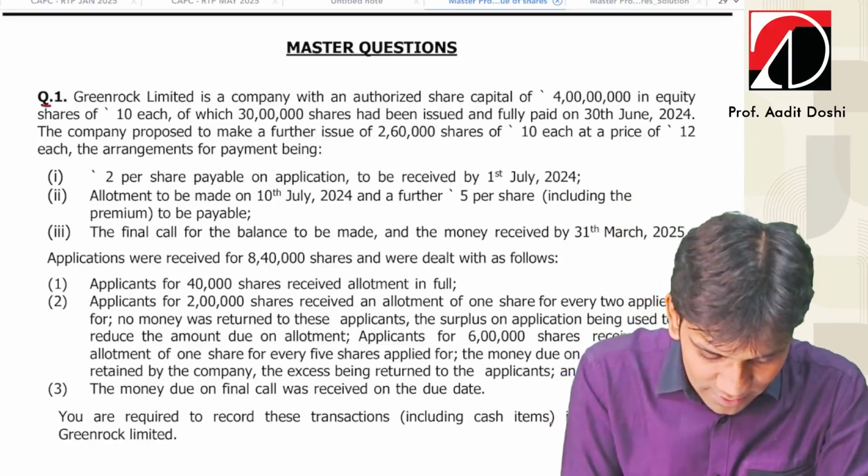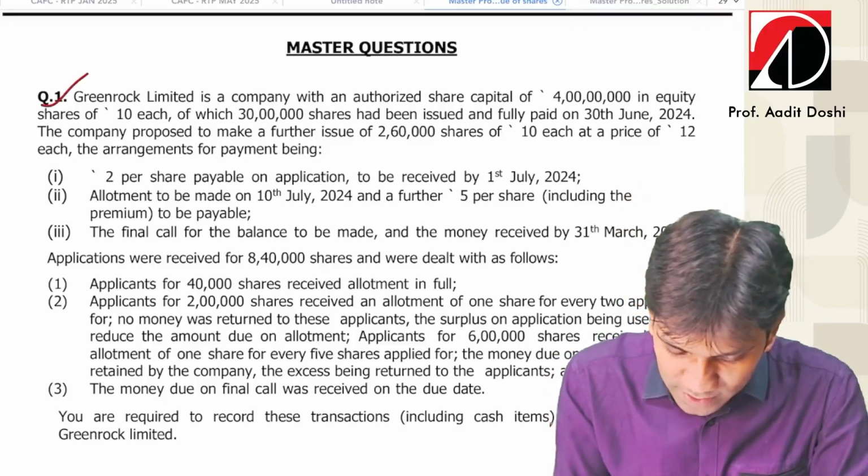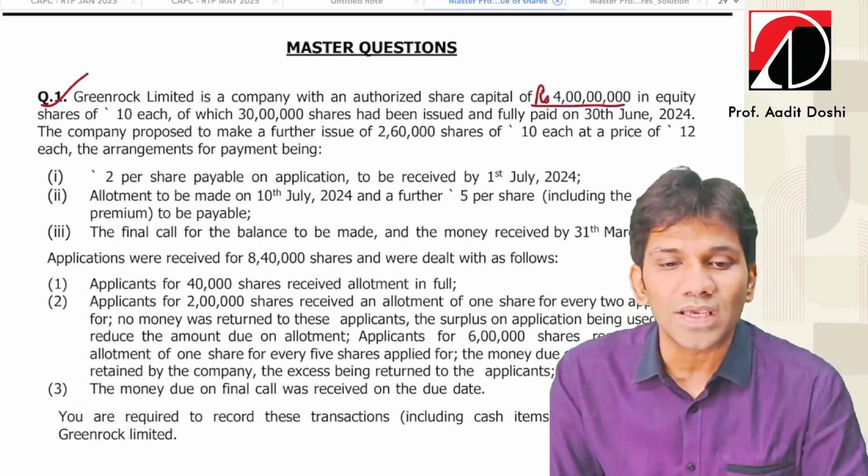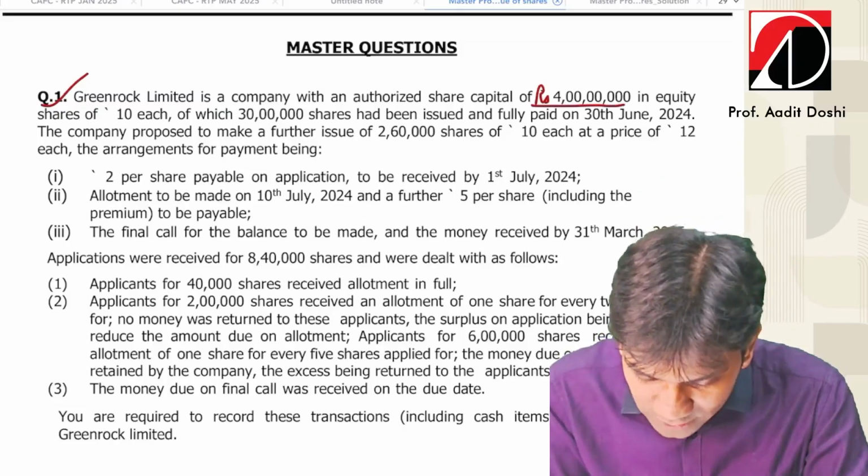Let's start, guys. Green Rock Limited is a company with an authorized capital. Now read this. This is rupees 40 lakhs. Rupees 40 lakhs. Is it 40 lakhs or 4 crores?